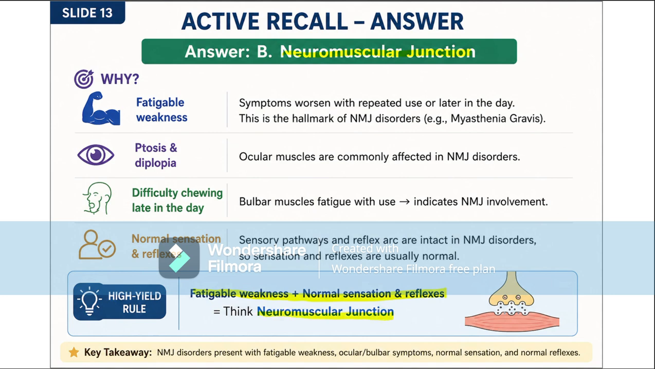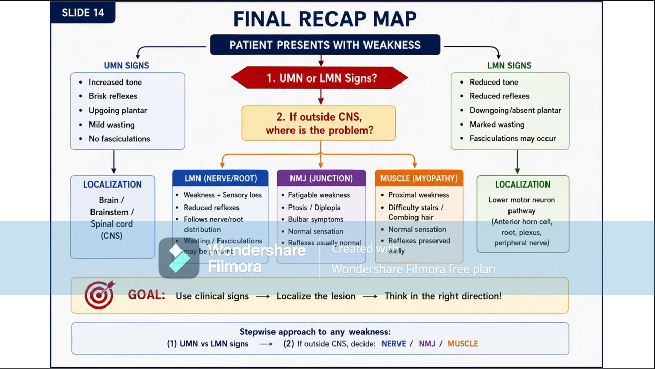Now let's put the whole approach together. When a patient presents with weakness, don't jump directly to a diagnosis. First, look at the clinical signs. If there are upper motor neuron signs such as increased tone, brisk reflexes, upgoing plantar response, mild wasting, and no fasciculations, think of a lesion in the central nervous system, brain, brainstem, or spinal cord. If there are lower motor neuron signs such as reduced tone, reduced reflexes, downgoing or absent plantar response, marked wasting, and fasciculations, think of the lower motor neuron pathway, anterior horn cell, nerve root, plexus, or peripheral nerve.